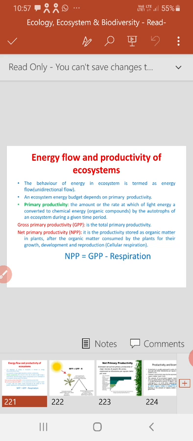Primary productivity is the amount or the rate at which light energy is converted into chemical energy of organic compounds by autotrophs of an ecosystem during a given time period. It means the rate of photosynthesis, and photosynthesis is performed by photoautotrophs, or we can say by organisms which belong to the T1 level.